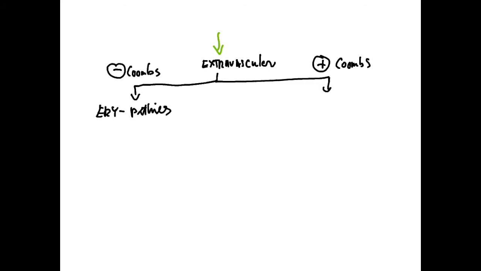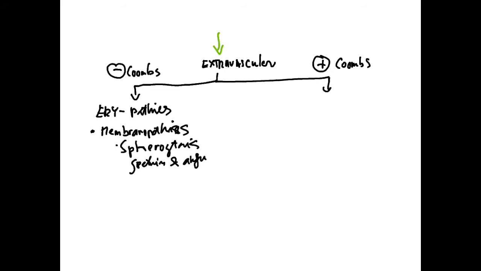And the erythropathies could be due to membrane defects, so membranopathies. Best example is spherocytosis, which is a mutation of spectrin and ankyrin, and many other mutations, but it has to do with the cell structure. And remember, these spherocytes are very fragile, and they look beautifully red.